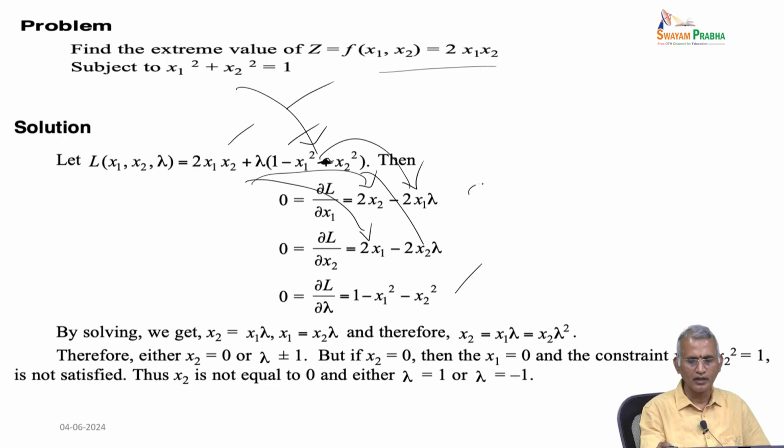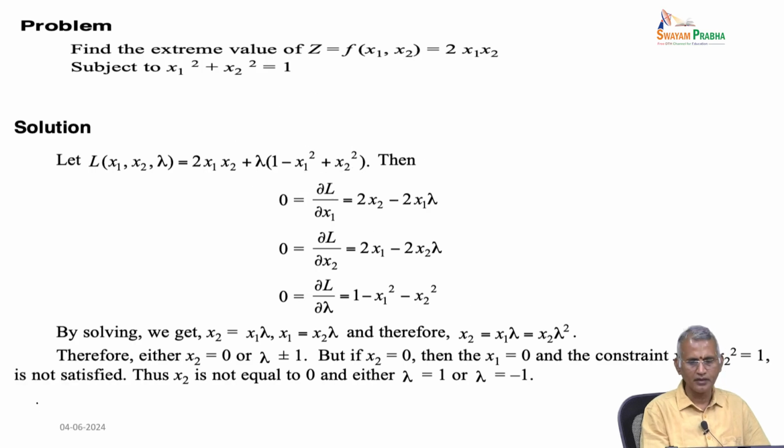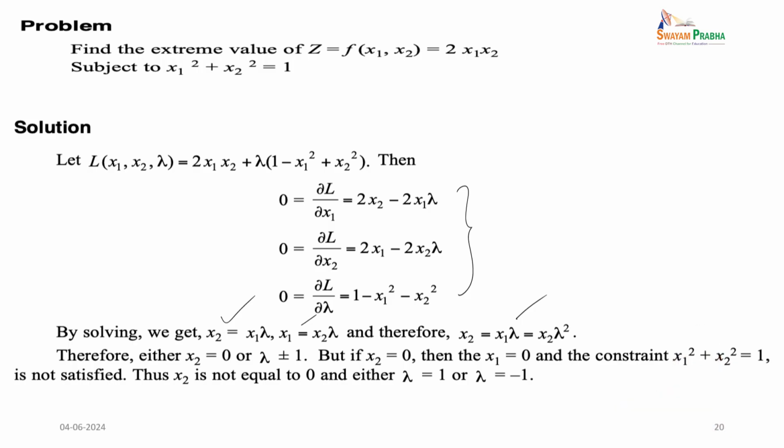Now solve these three equations. We have x2 equal to x1 lambda and x1 equal to x2 lambda, therefore x1 equal to x1 lambda square. So from this either x1 equal to 0 or lambda equal to plus or minus 1. If x2 equal to 0, then x1 equal to 0. Therefore the constraint x1 square plus x2 square equal to 1 is not satisfied. Therefore x2 is not equal to 0, and either lambda equal to 1 or lambda equal to minus 1.